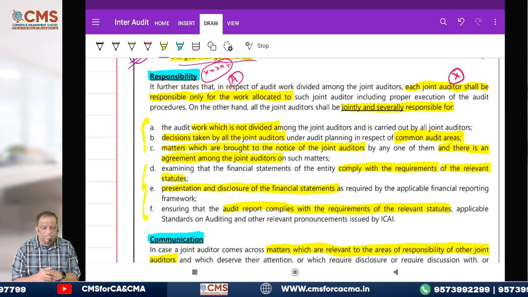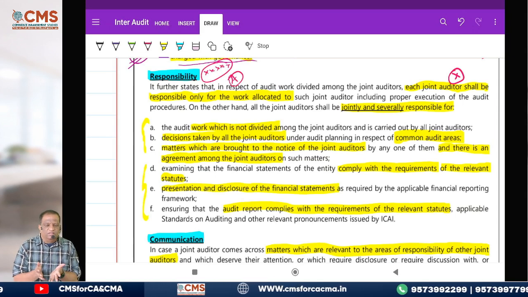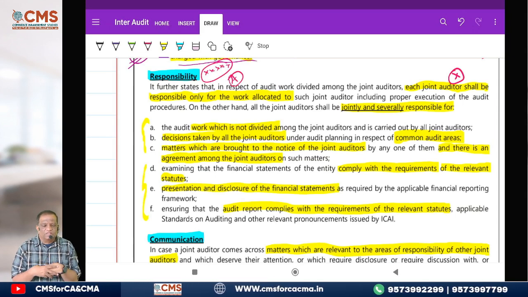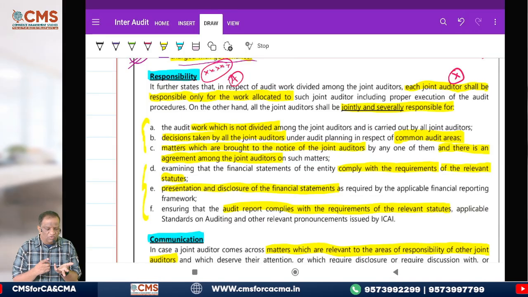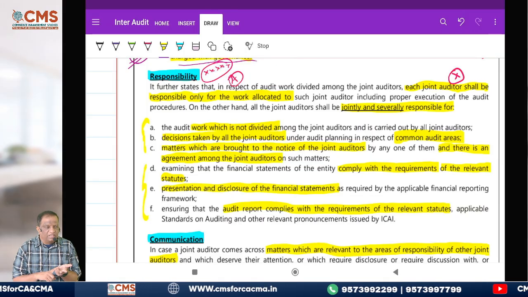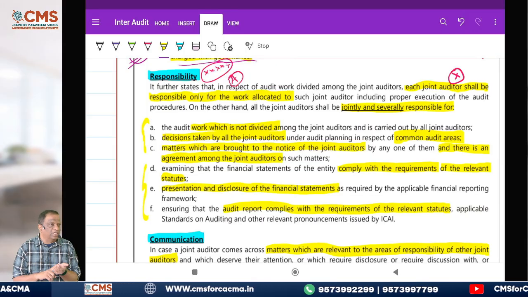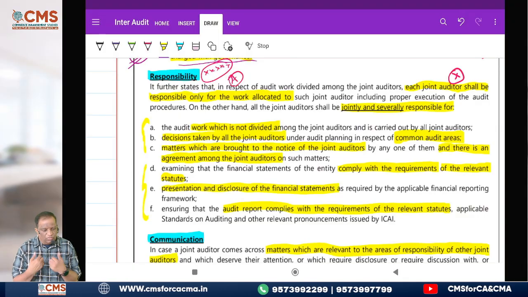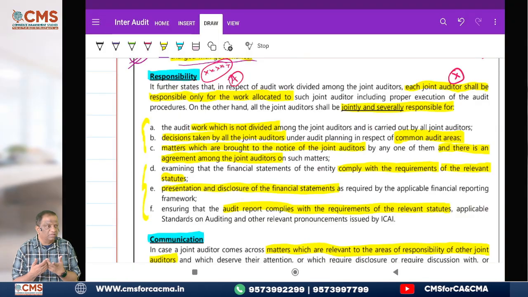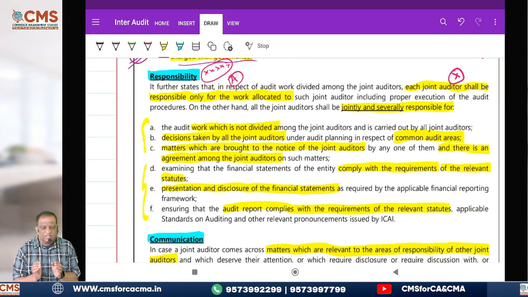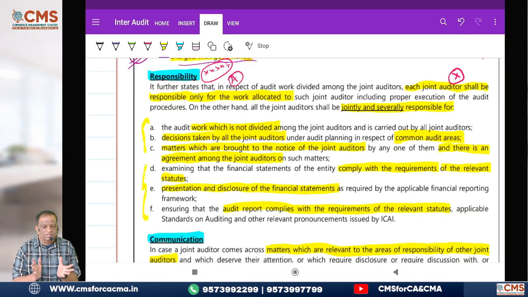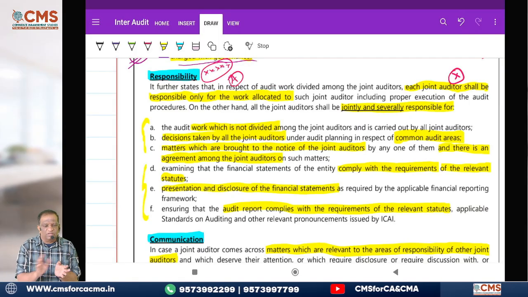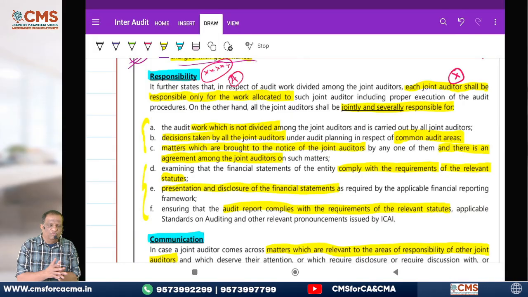And the first 3, where all the joint auditors are jointly and severally responsible: work not divided, common audit areas, and where there is a common agreement. That is, the work belongs to you, but you approach me and we have a common agreement. Now let us revise the 6 points, and then with that it will come to a closure. Then we will have to move to CARO. We will go for a break.